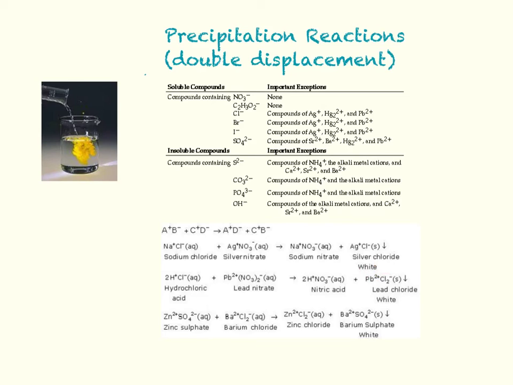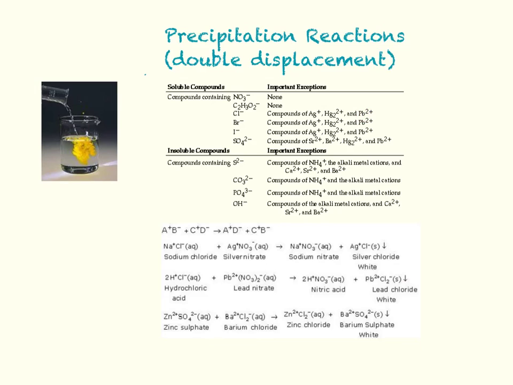Our second example, hydrochloric acid and lead nitrate. The two metals swap, and I end up with nitric acid and lead chloride. Now, again, I've got a nitrate. It's soluble. Here I've got a chloride, I've got lead chloride. Double check. I go to my solubility table, chloride, and the exception is lead, making that a precipitate. So that's why my downward arrow is there.